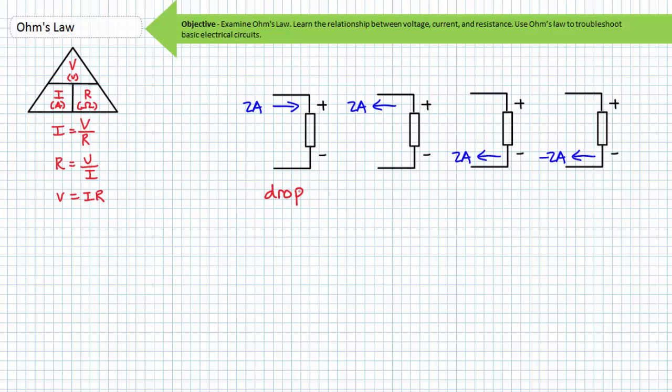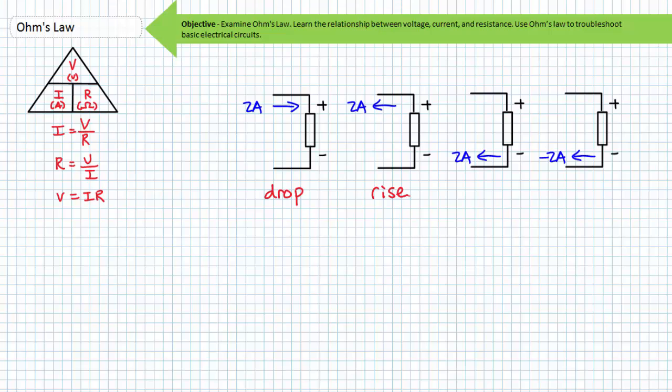Our second scenario has 2 amps of conventional current leaving the positive terminal. Therefore, this element is an active rise. Consider just these 2 scenarios and link this with our very basic understanding of electrical power, where power in must be equal to power out.